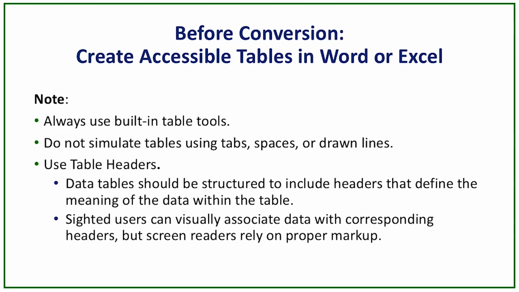Creating accessible data tables always begins with using built-in table tools. Do not simulate tables using tabs, spaces, or drawn lines. Data tables should be structured to include headers that define the meaning of the data within the table. Sighted users can visually associate data with corresponding headers, but screen readers rely on proper markup.